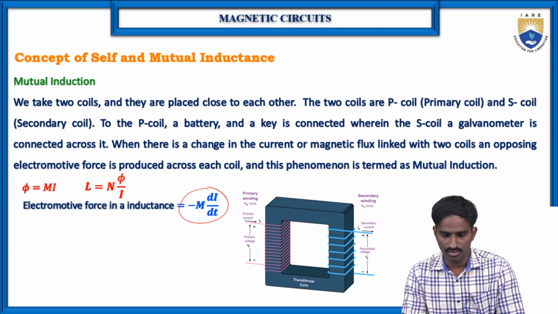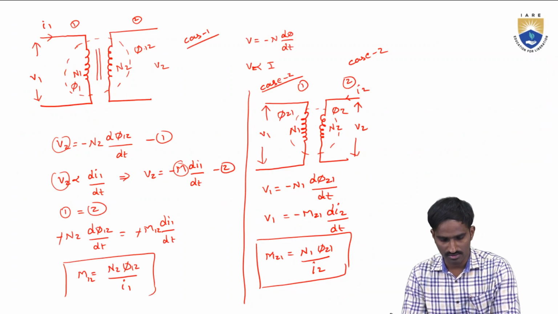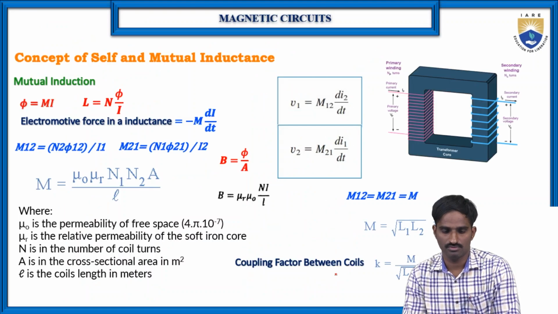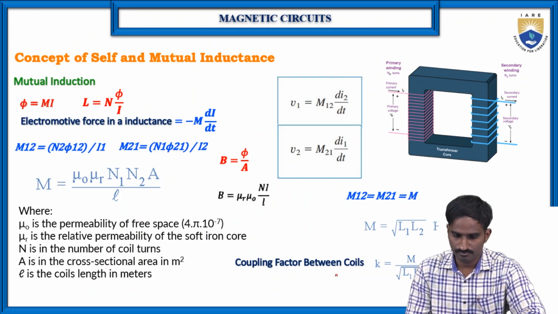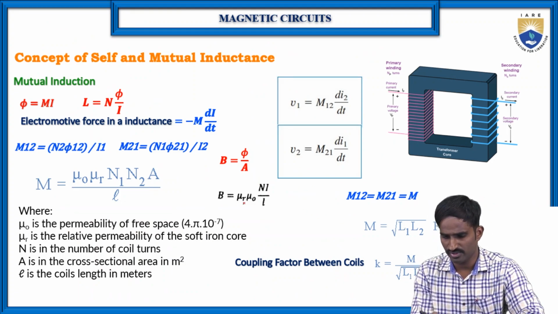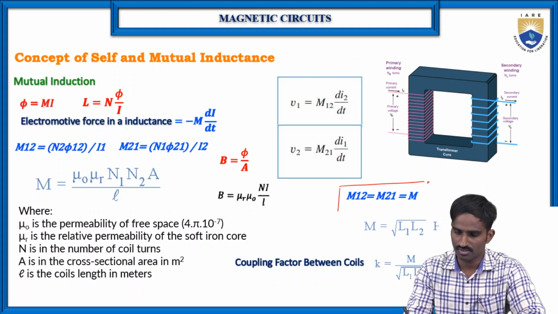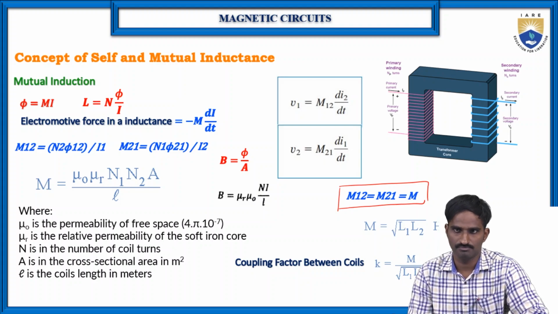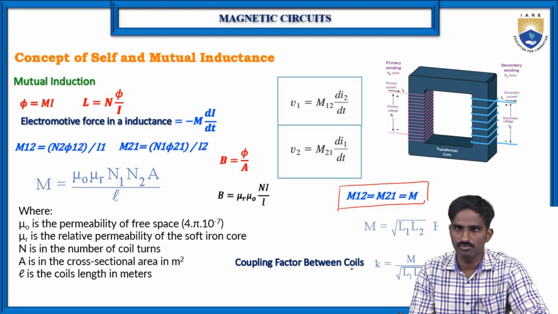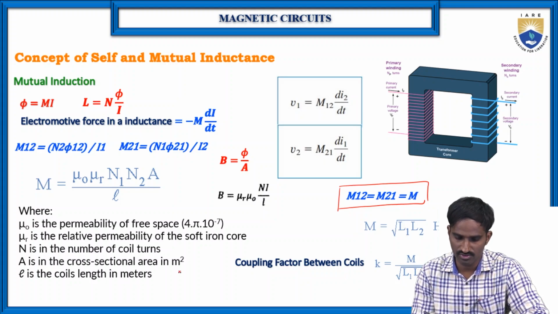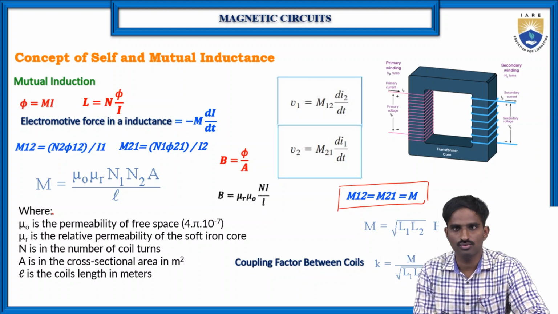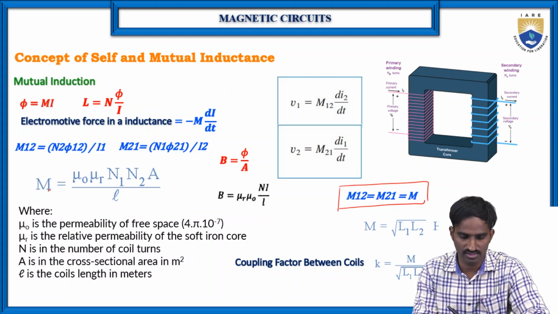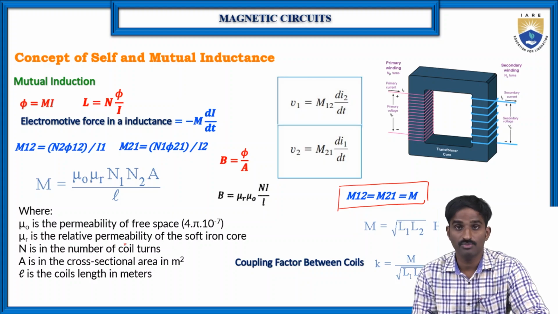So M is equal to, as we have just derived, either N2 into phi 12 by I1 or N1 into phi 21 by I2. This is the same concept that we have discussed. In this case, M12 is equal to M21, which we can call M. If you equate M12 and M21 and simplify, we can represent M like this: M is equal to mu naught mu R into N1 N2 into A by L.